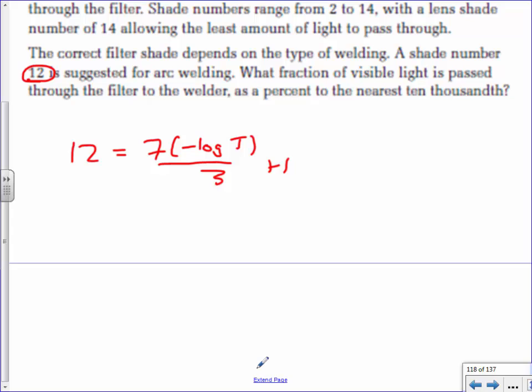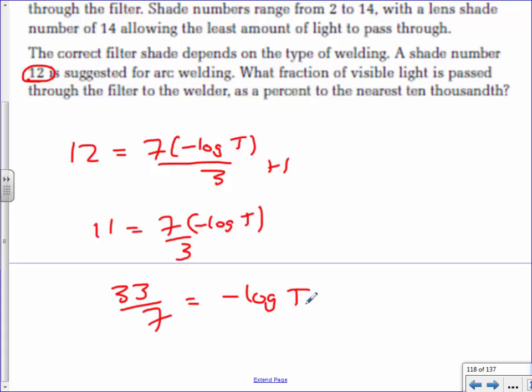How do I solve this? Isolate for t. So before I even deal with the log, because the log on its own is a pain, let's get rid of this 1. So that means 11 equals 7 over 3 negative log t. How do I get rid of the 3? So 33, can I just say 33 over 7 equals negative log t? Does that make sense? Okay. There's also that stupid negative in front as well. I guess I could just take the negative and throw it on the other side.